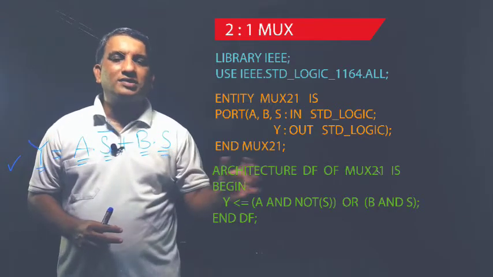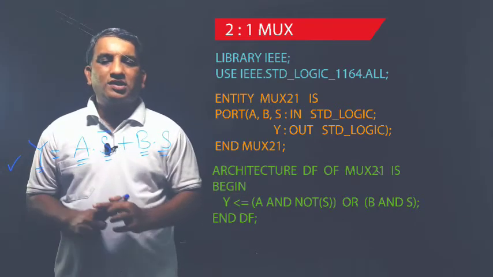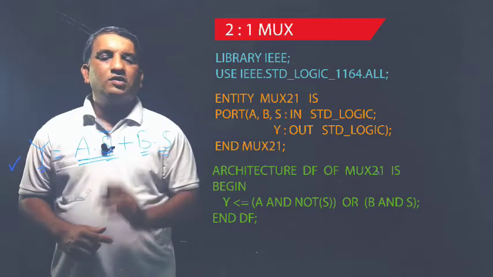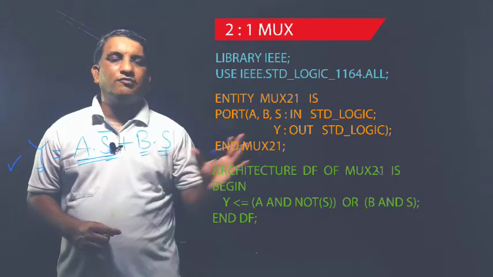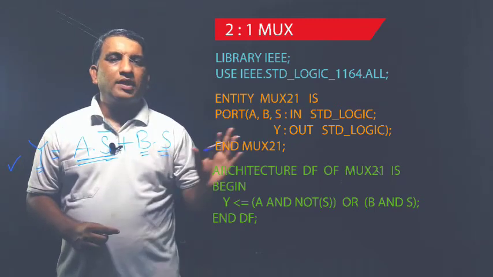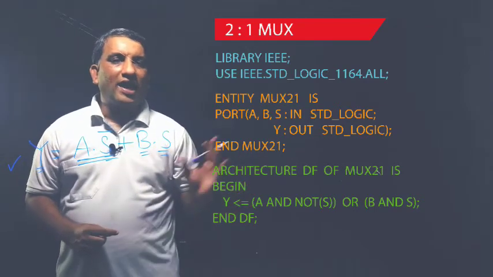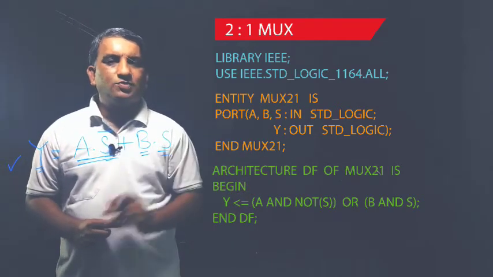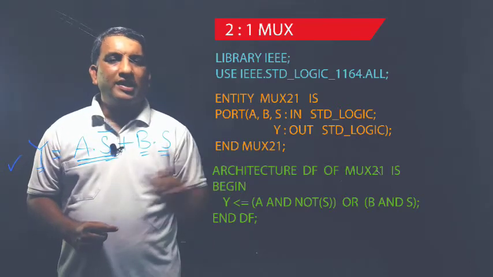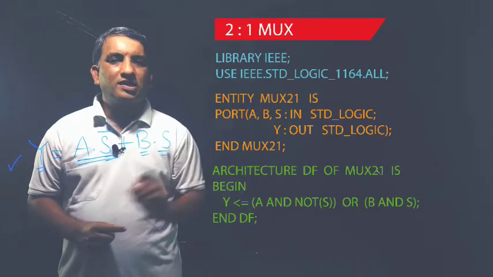So y is assigned with. Now the first term is a dot s bar. So how I will implement this? In first round bracket I will take a. Dot stands for the ANDing operation. This is the logical expression. So dot represents the ANDing operation and plus represents the ORing operation.